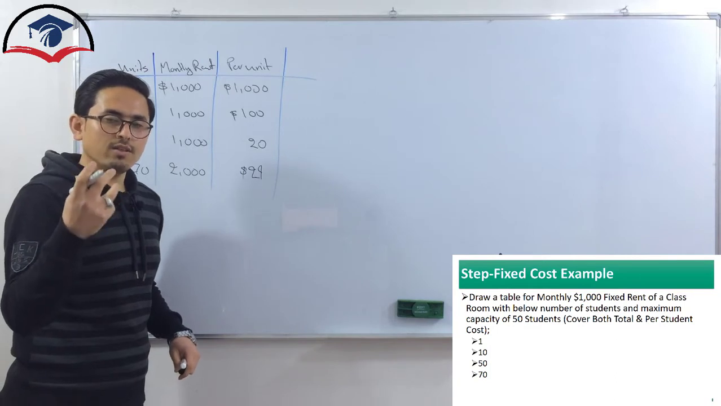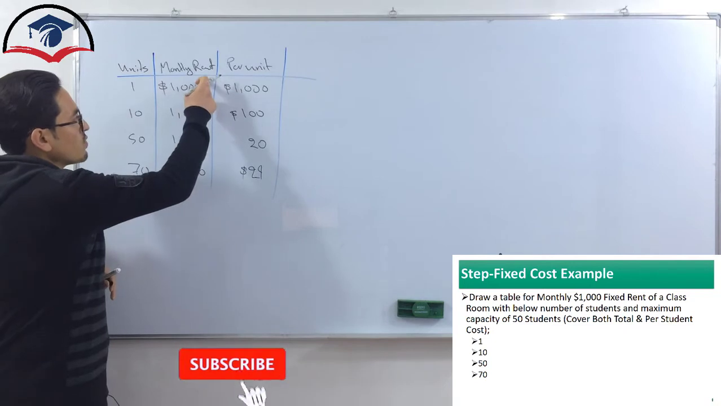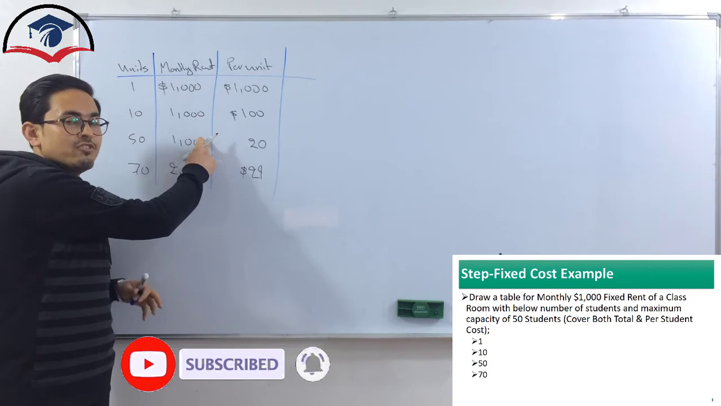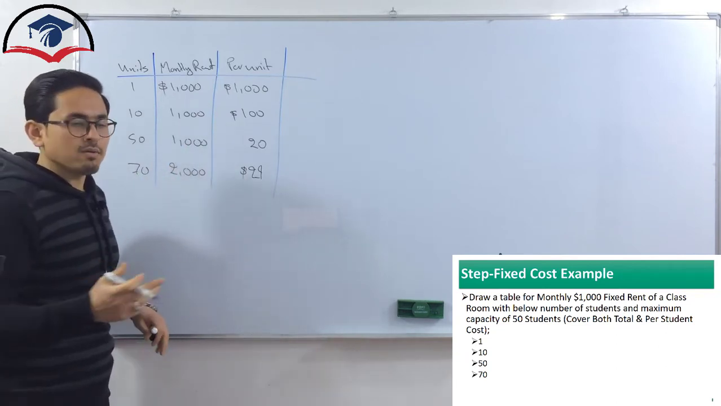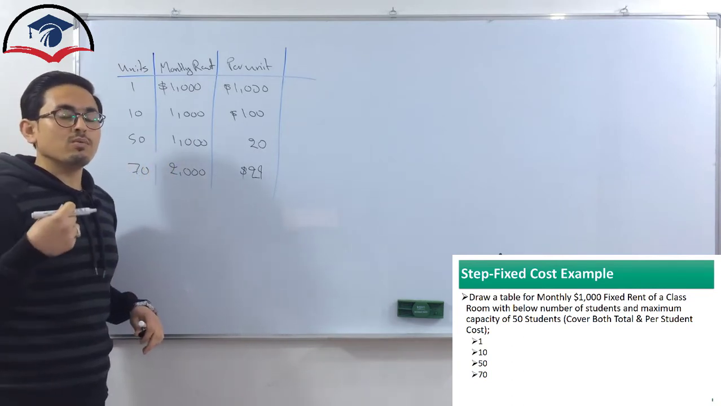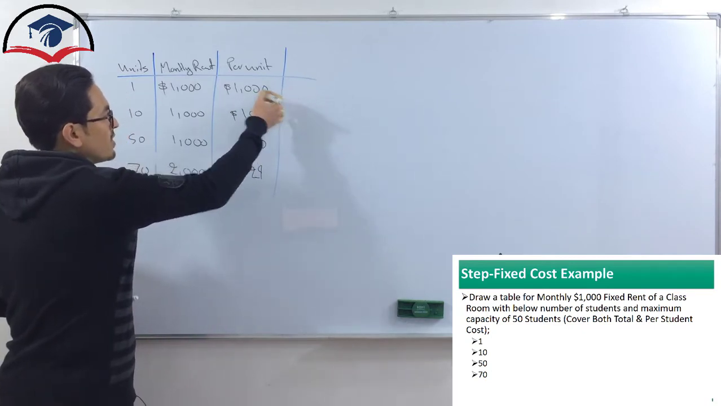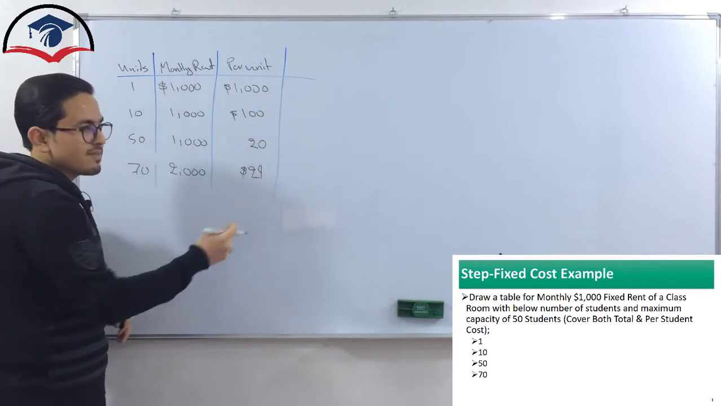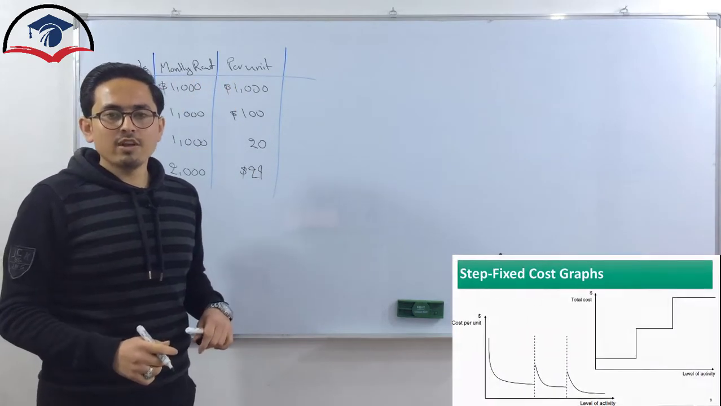Let's now analyze what is in this table. You can see when the level of activity increases, the total cost will stay the same, but only up to a level of a range, which is the 50 student maximum capacity. Then it will shift to another area, which is $2,000, another classroom. But the per unit basis will decrease when the level of activity increases, though at the new range it shifts upward. To know that better, here we have the graphs.